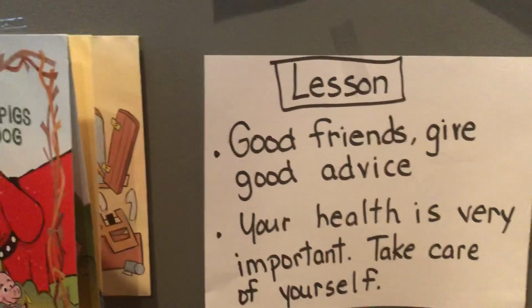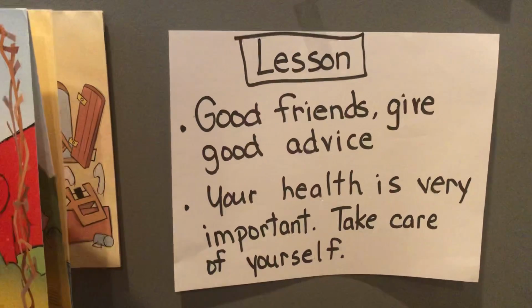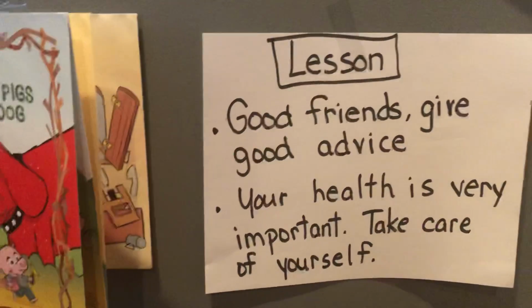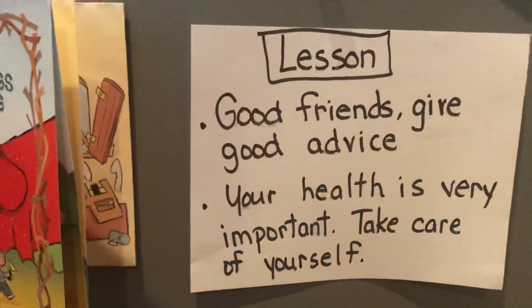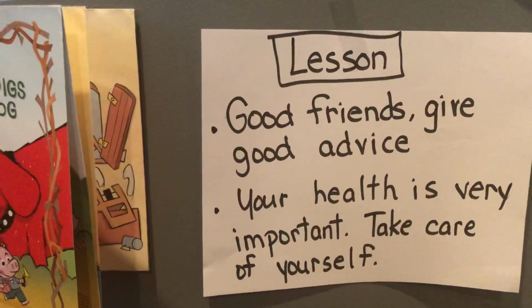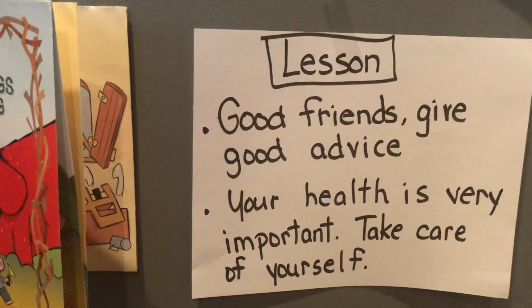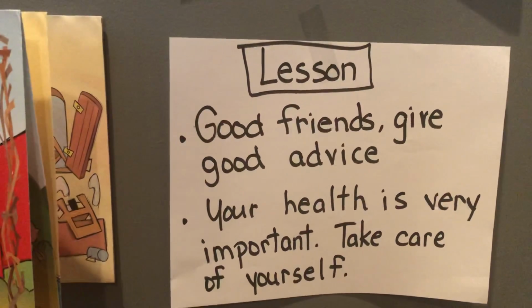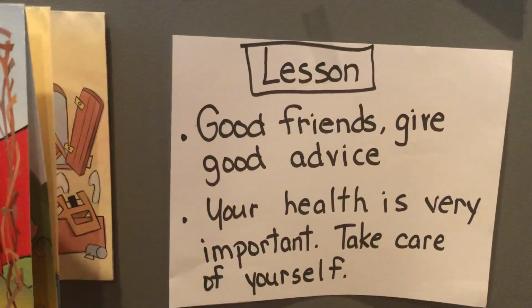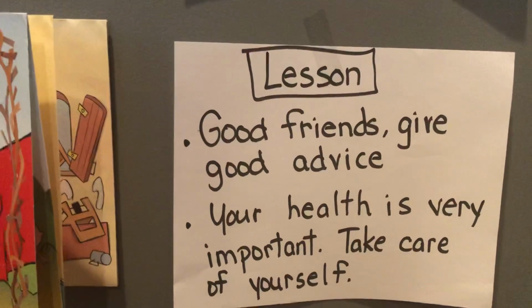Because we can always learn a lot of different things from one little short story, okay? But the lesson that I thought of was good friends give good advice. For example, Emily Elizabeth told Clifford to stay home because she cared about him. Friends care about each other, okay? And she was not thinking about having fun, she was thinking about how he felt and that it's wise to stay home if you're sick, okay?